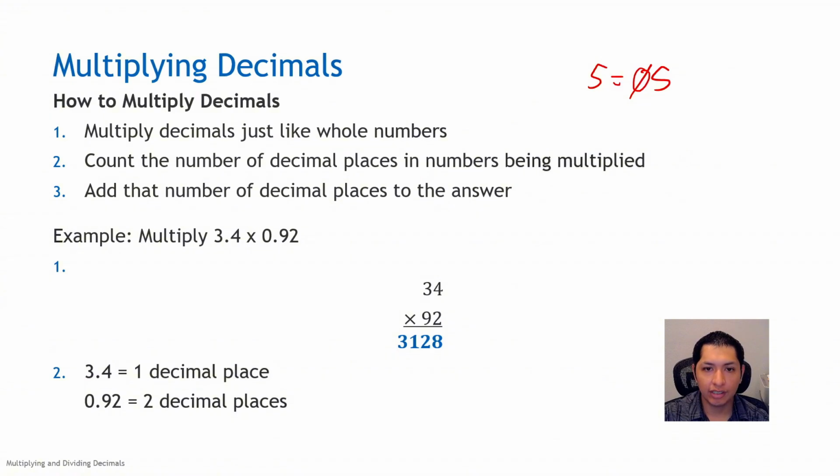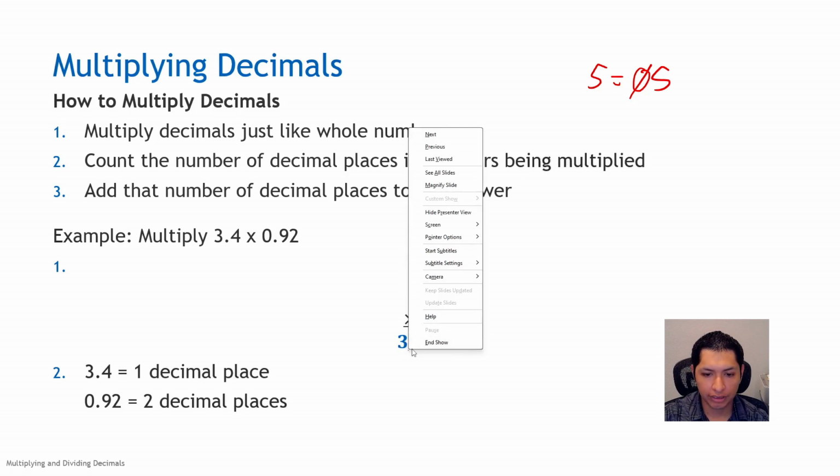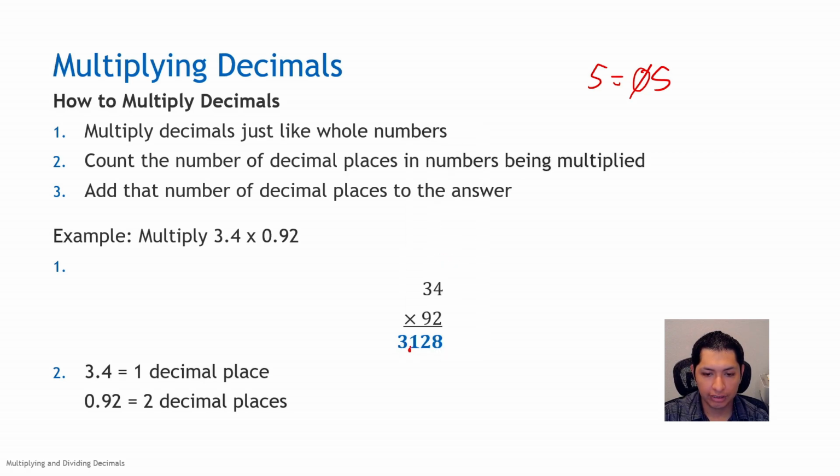And the way that we get the answer to have 3 decimal places is to place the decimal point between 3 and 1. Because if we place it there, then that means that it has 1, 2, and 8 as decimal numbers, and that gives us the 3 decimal places. So the answer is 3.128.